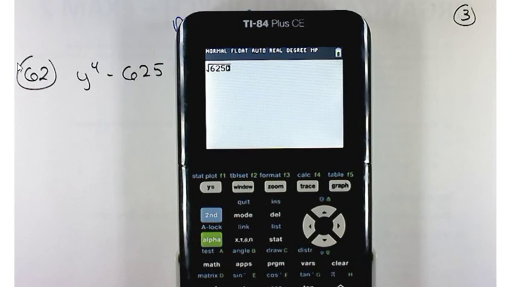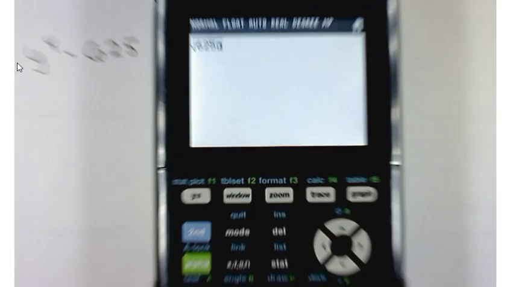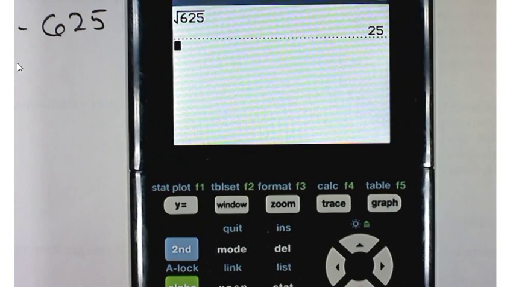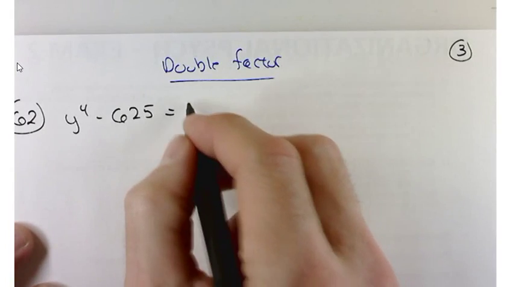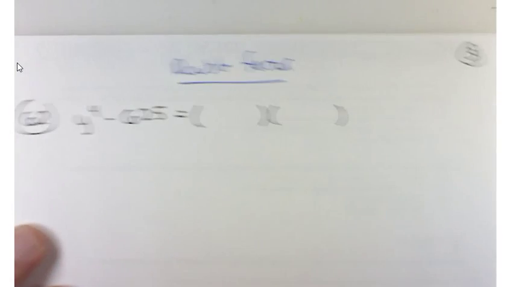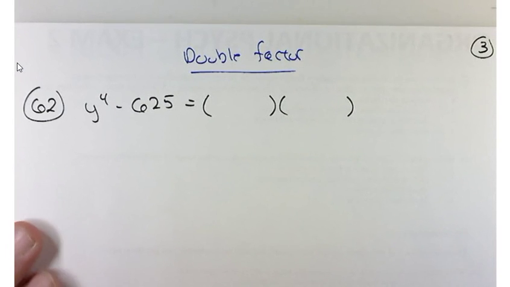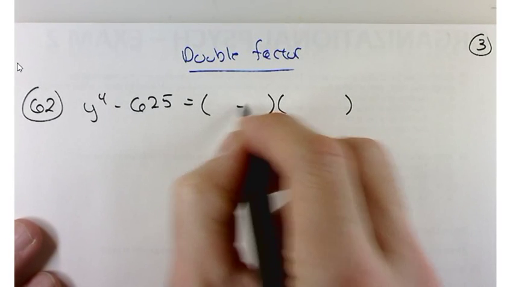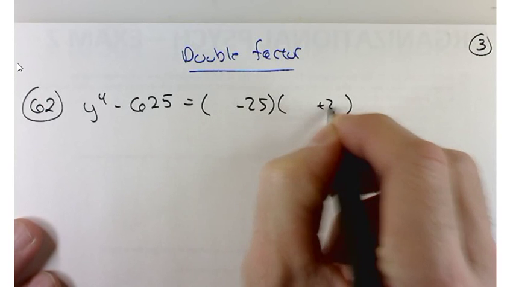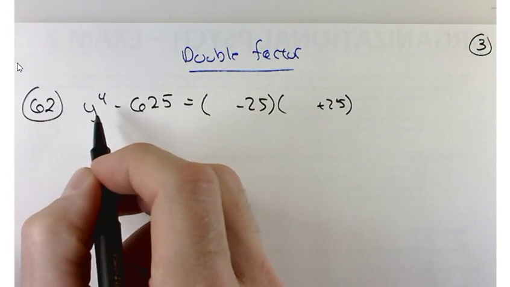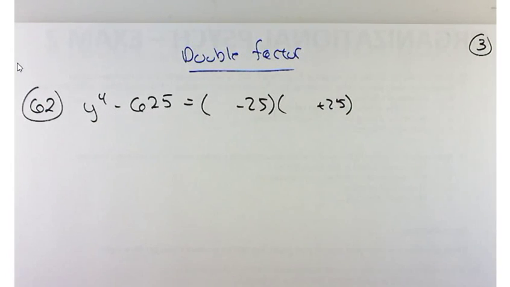Now, I know I'm going to need a minus 25 and a plus 25. The question is, what do you square to get y to the fourth? Y to the power of 2. Perfect. Y to the second power. Great. So on a test, you've gotten 2 points out of 4 by giving me this answer. Well, why? What's wrong with that?